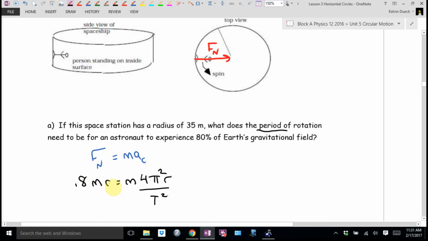%, of gravity, 0.8 mg. If we do build space stations, will little kids and grown-ups be able to feel the gravitational force? Yeah? Why? Okay. By the way, you can see if you forgot to put the m here, you wouldn't cancel out the mass and you'd freak out because I didn't give you a mass.